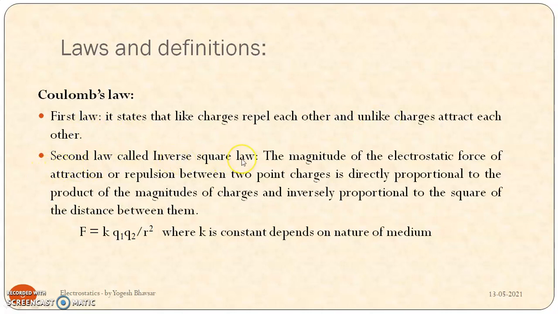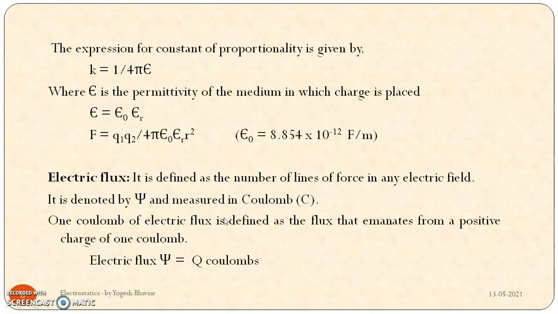The second law is called the inverse square law. The magnitude of the electrostatic force of attraction or repulsion between two point charges is directly proportional to the product of the magnitudes of the charges and inversely proportional to the square of the distance between them. We can represent this in mathematical form: the force between these two charges is proportional to the product of the two point charges q1 and q2 and inversely proportional to the square of the distance between them, that is r square. If we neglect the proportionality sign, then we have to insert a constant k, which depends on the nature of the medium. So this is called the inverse square law.